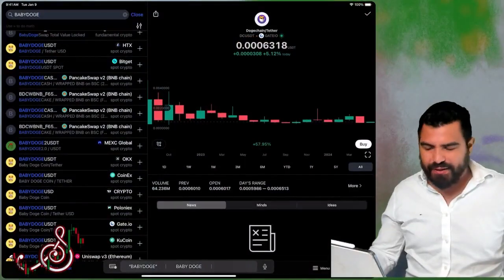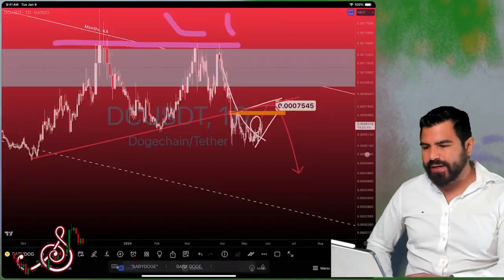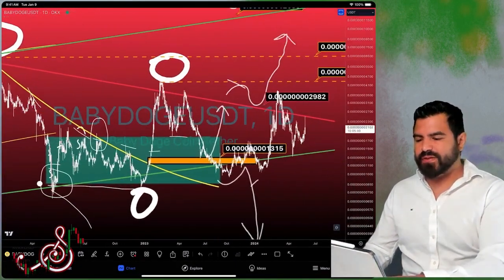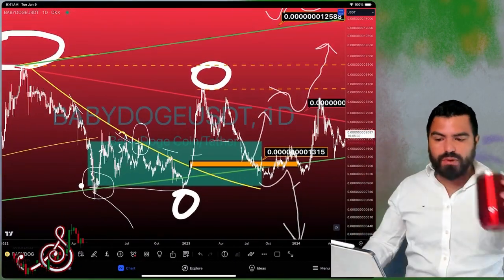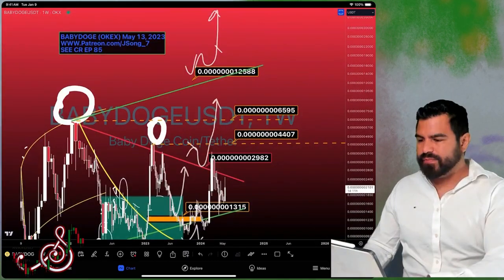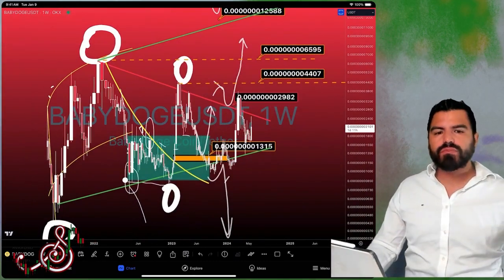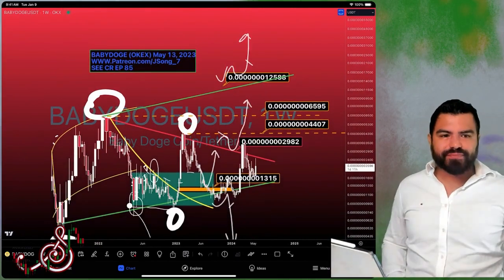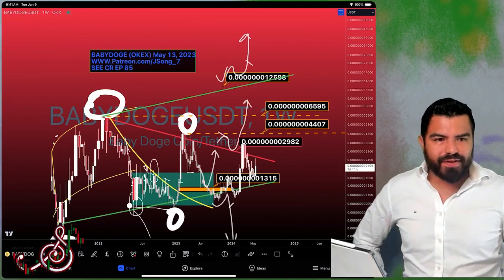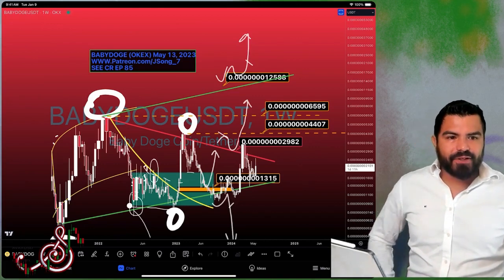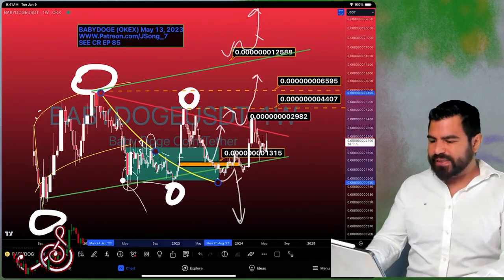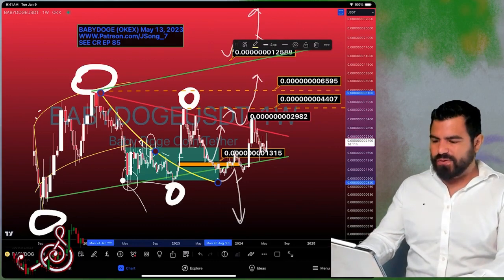BABYDOGE. Good morning, everybody. Hope you're having a great morning. Okay, an older map, a very, very old map for this crypto. Yeah, May of 2023. Look at my old map. Good morning, Bob P. Good morning. Hello, Antonio. Hello, InvestBox. Good morning. Hi, Minerva.